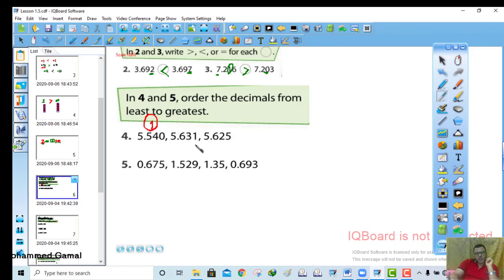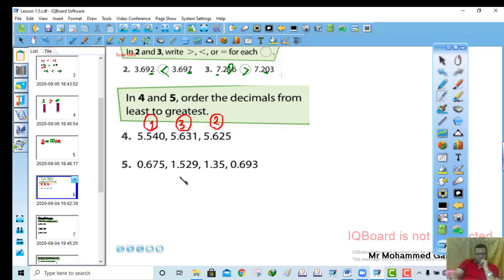Now the question is, which is least? Here 5, here 5, here 6, here 6. 3 or 2 is the least? Yes, of course, 625 is less than 631, so this one is number 2. And the last one here is 3. This is ordering from the least to the greatest.